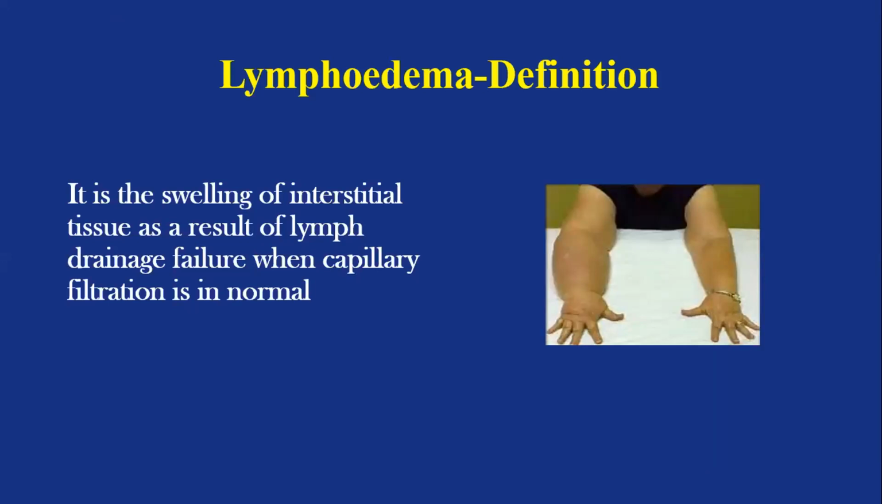So what is lymphedema? We have learned about the functions of the lymphatic system and what things are involved in it. So now we are going to learn about lymphedema. It is the swelling of interstitial space as a result of lymph drainage failure when capillary filtration is normal. If capillary filtration is normal, definitely there will be formation of fluid in the interstitial space. So fluid formation is there.